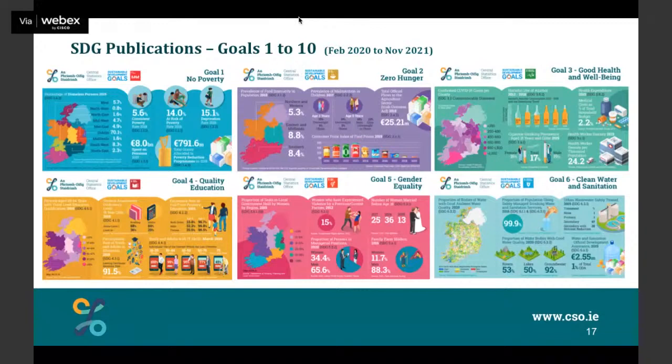So the key piece here is that to get people's attention, you must have a good communication channel, and using infographics like this is a good communication channel. We've also found the story maps and the GeoHive have been a very good communication channel as well. Can we have the next slide, please?